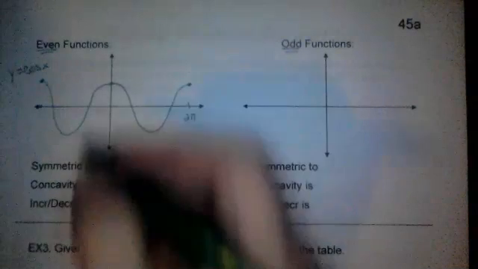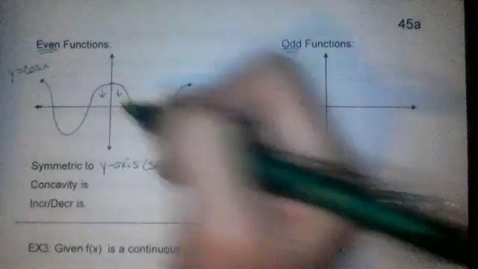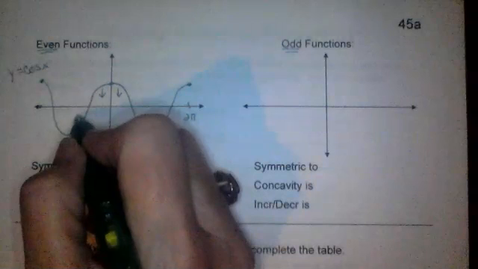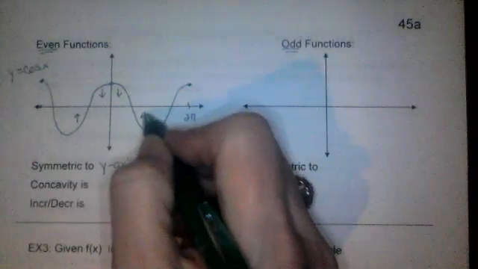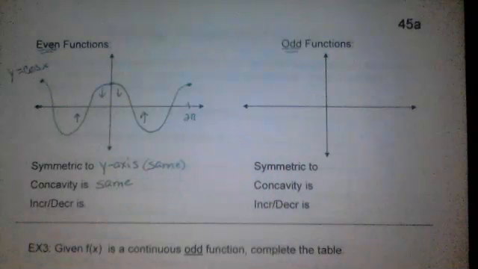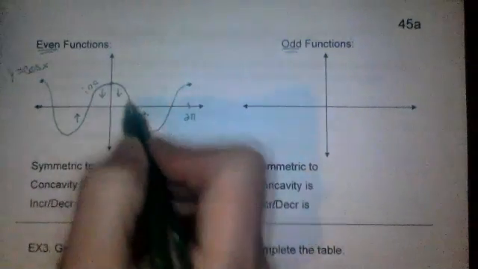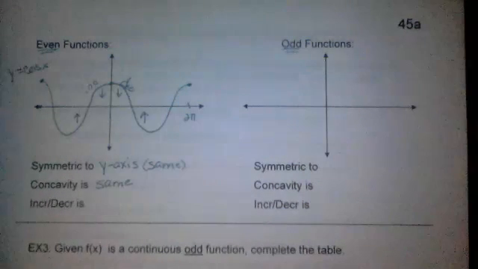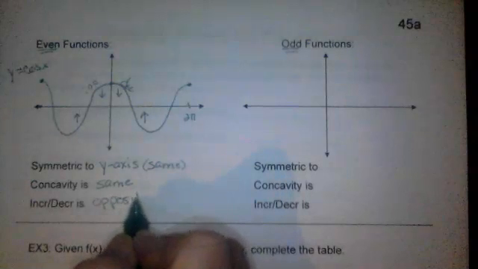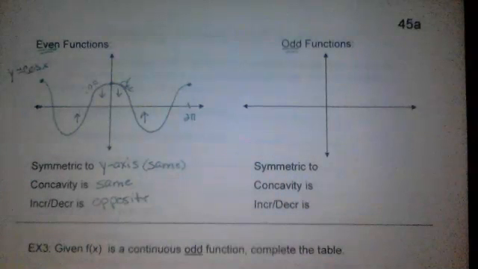As far as concavity goes, on either side of the y-axis, it's concave down, and then it switches to concave up. So concavity is also the same. For increase and decrease, we can see that here our graph is increasing, but on this side, it's decreasing. So these are actually opposite on either side of the y-axis. So for an even function, this is what happens.